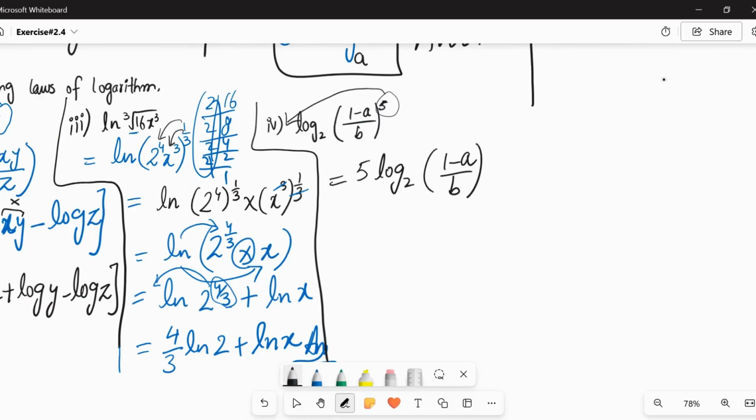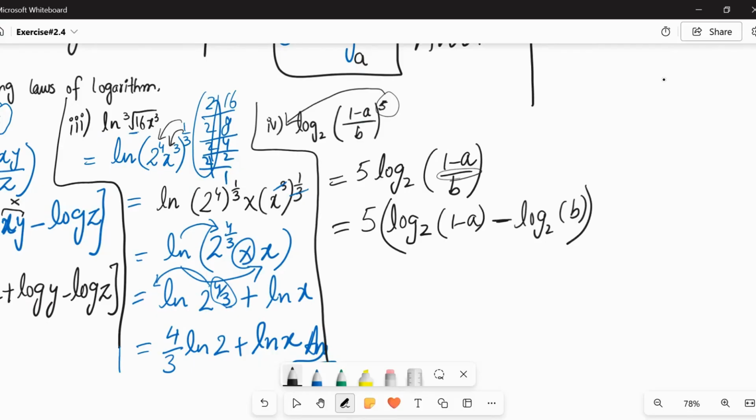You need to apply the quotient rule, right? This is being divided, so you have to apply the quotient rule here, and you'll apply it like this. First, you write the numerator with the log, and the denominator also with the log, right? And this bar will change into a negative sign. Okay, so that's it, this is your answer.